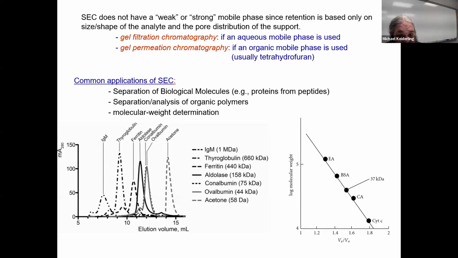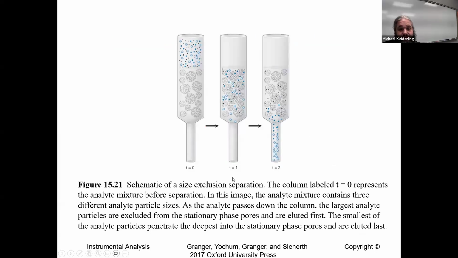It's often used for separating biological molecules, like separating proteins from peptides, the separation and analysis of organic polymers, and molecular weight determination of various things. Because again, it separates things based on their size. So it can separate them based on their molecular weight. And it can be very useful for purification because let's say you have some large molecule you made and a bunch of the precursor material left behind that's much smaller. The large molecule will separate out first while the precursor stuff will take longer to travel through.